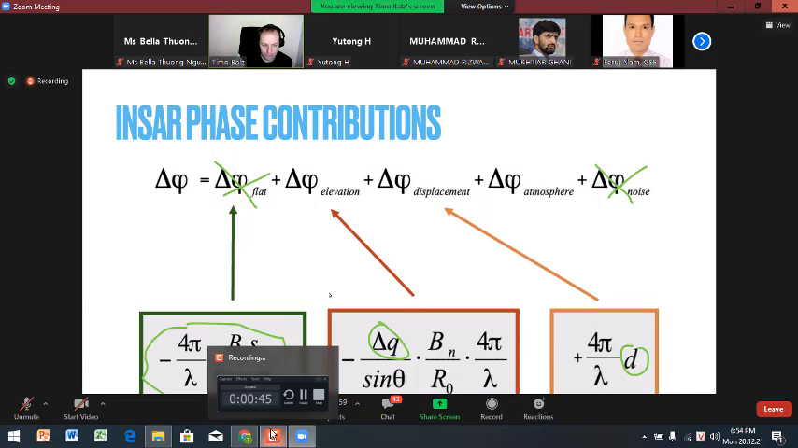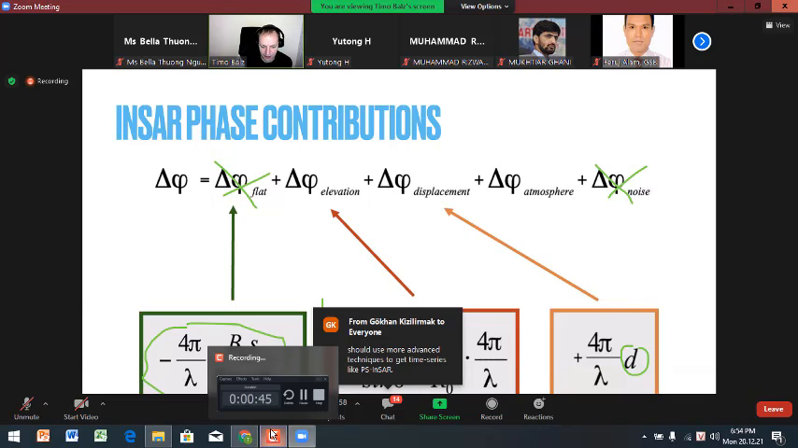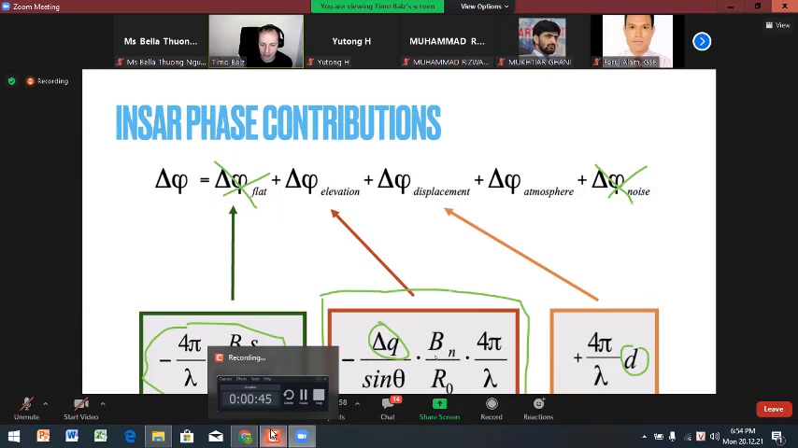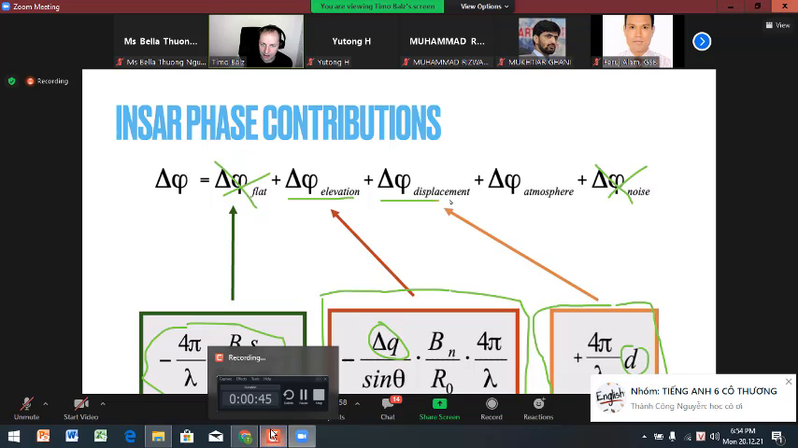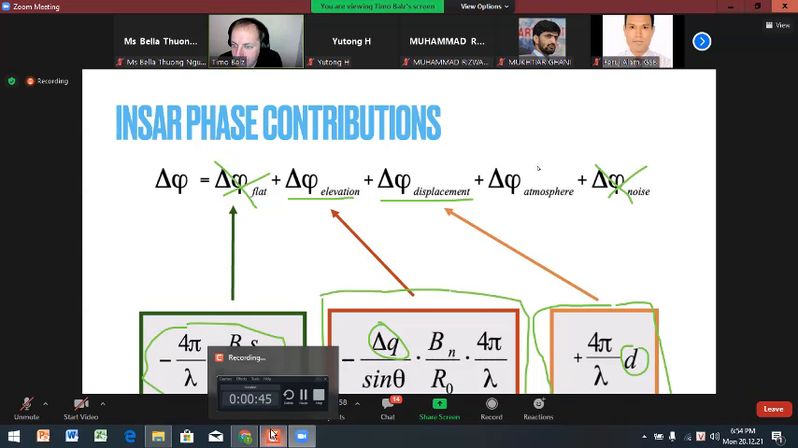Okay, so, right. Let me mark these two equations here. The equation of the relation between the difference in height and the elevation phase, right? And this equation is the difference in deformation and displacement phase. These are two important equations, right, that we're going to need later on for PS-InSAR especially.